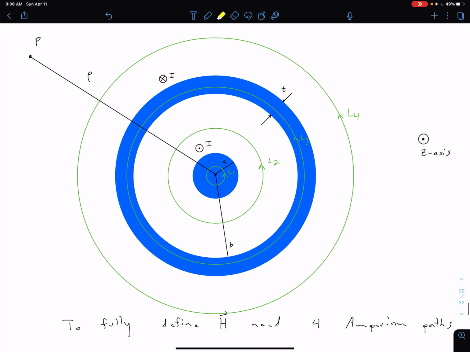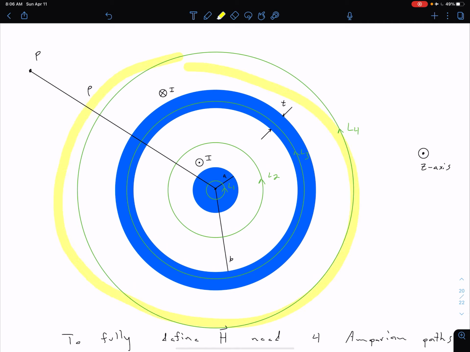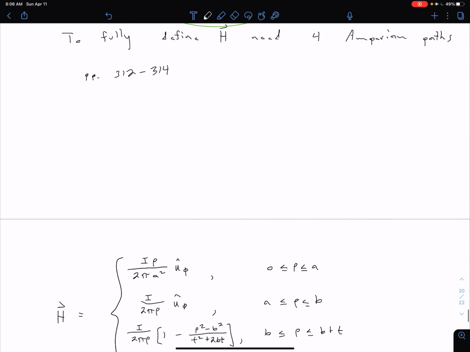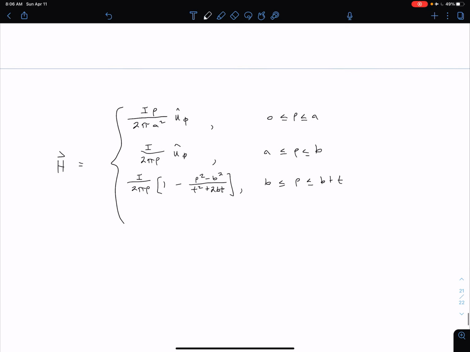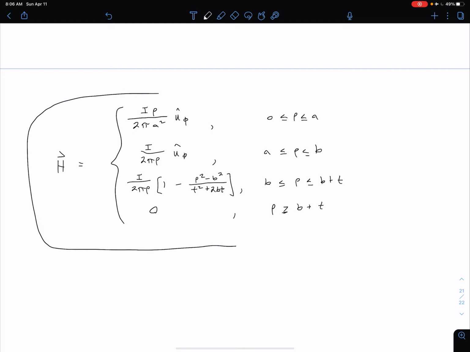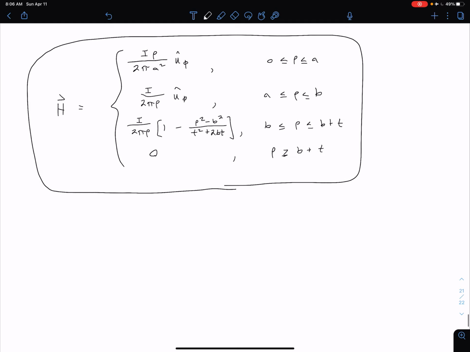So let's now move on to talk about our final region, which is anywhere outside of our coaxial cable. So it turns out that if we're outside of our coaxial cable, we're just going to have 0 magnetic field intensity. So this is for rho greater than or equal to b plus t, so b plus the thickness of that outer conductor. And so if we think about it from our basic equation, that makes sense because remember our I enclosed is equal to the integral of some closed path of h dot dl.